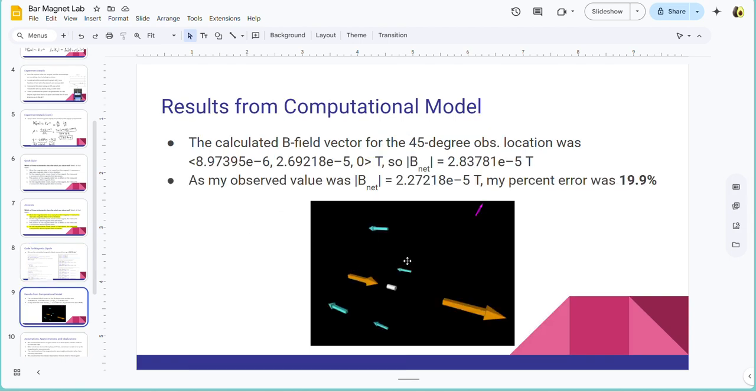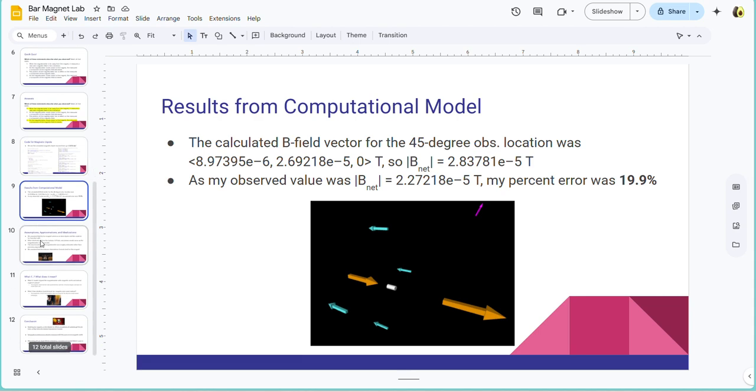And here's what I got for the output of the model, which shows the different arrows and their magnitudes and directions. Orange is parallel, blue is orthogonal, and purple is slant axis away from the bar magnet's location. And here my observed B value, or B net, equals 2.27 e negative 5, whereas the predicted value from the model is 2.837 e negative 5, which shows a percent error of 19.9%. So it's pretty accurate in general for the model compared to the observed location and B field for the observed axis.